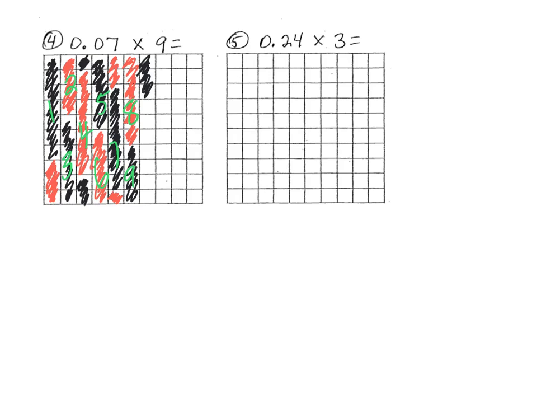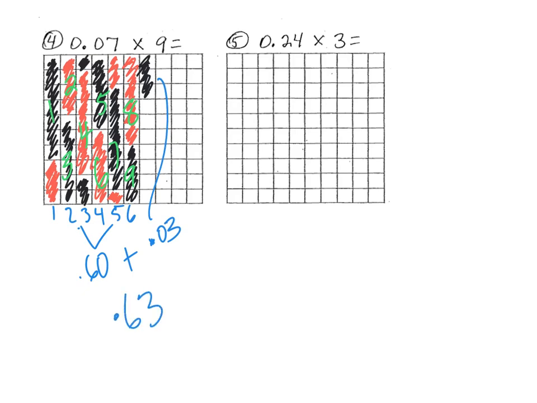I could simply count columns. So let me get a different color here. Let me get blue. And I could see, all right, I've got 1, 2, 3, 4, 5, 6 columns. So that gives me 60. And then over here, I've got a group of just 3. So I'm going to say that that's the same as just 3 hundredths. And so really, I'm going to turn this into 60 hundredths plus 3 hundredths, which gives me a total of 63 hundredths shaded. And so that model there, 7 hundredths times 9, gives me 63 hundredths.